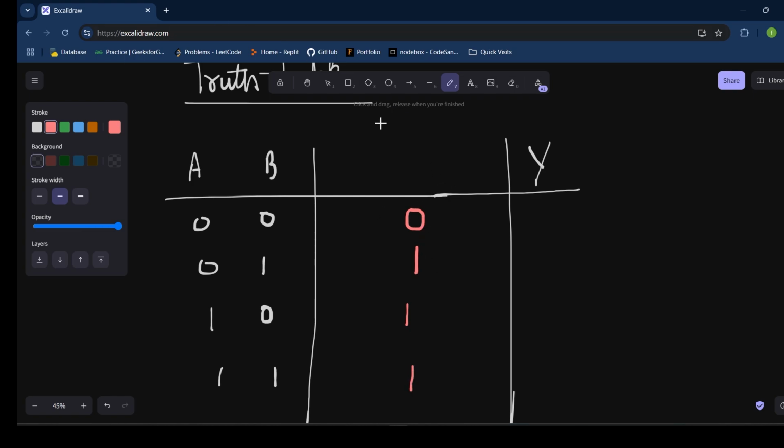So first write, as it is the combination of OR plus NOT. So first simply write the output of OR gate and then use the NOT operation, that is invert these values. Like 0 would be 1, 1 would be 0, again 1 would be 0, then again 0.